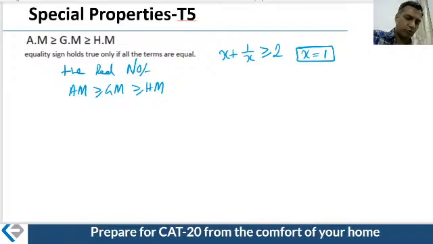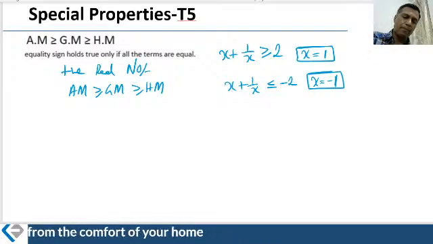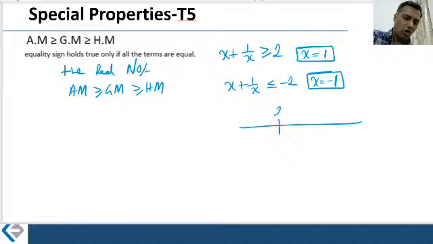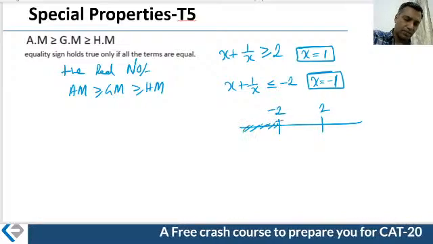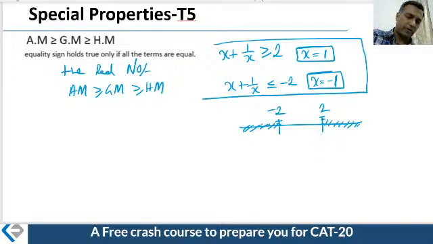Another proposition: x plus 1 by x is always less than or equal to minus 2 when x is negative, when x is equal to minus 1. Therefore, the number and its reciprocal will always be either minus 2 and beyond, or 2 and beyond. It will never take the values between minus 2 and 2. That's another point. It is a very trivial point, but I want you to remember it.